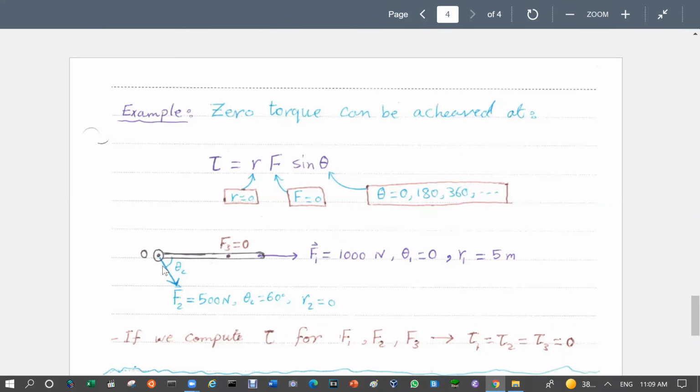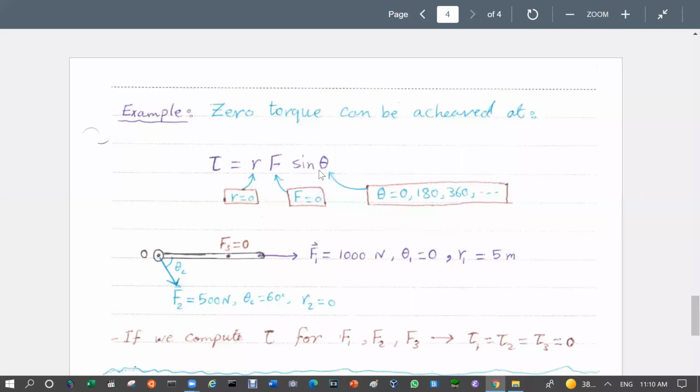So if we apply any force at this point, at the axis of rotation, this will lead to 0 torque. What about force equal to 0? Yes, if we have no force on that rotating door, then the torque is equal to 0. For example, if a fly comes to push the door, its force is almost 0, then its torque is equal to 0 because it doesn't have any force.